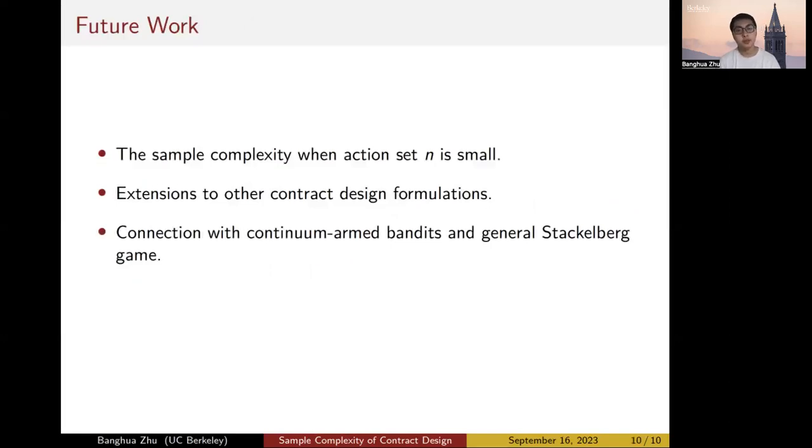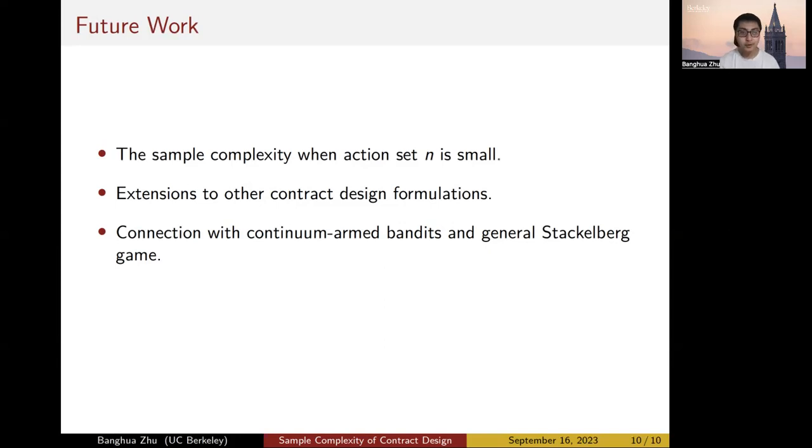In terms of future work, the first open question we would like to point out here is that during our construction of the lower bound, we always construct a special case where the action set n is actually exponential. But this lower bound will not hold when the action set n is small, meaning that the sample complexity when the action set n is small is still largely open at this point.